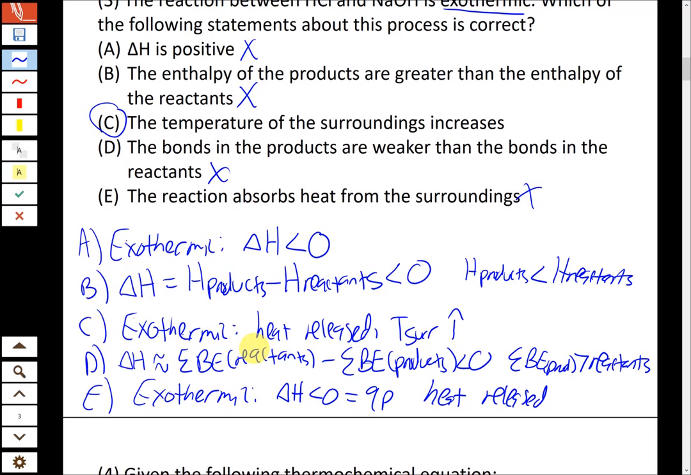And conceptually, again, as we said, it's because when you form bonds, you release energy. So you have to release more energy in the bonds that you form than you take in the bonds you break, and that will give you overall an exothermic process that releases heat to the surroundings.